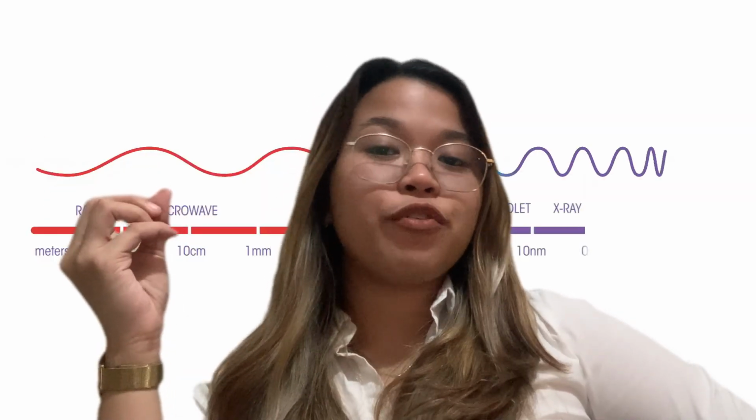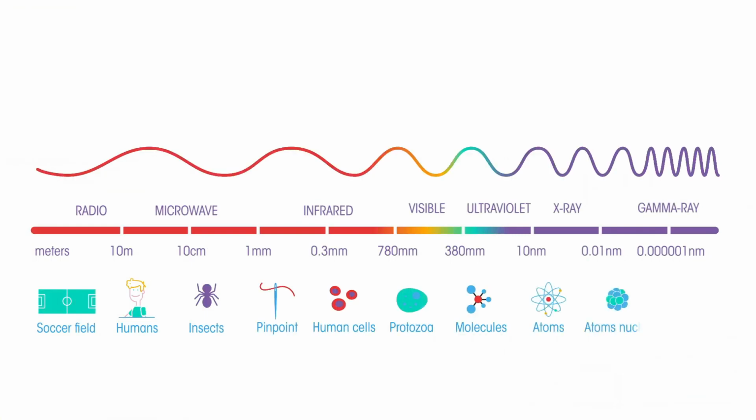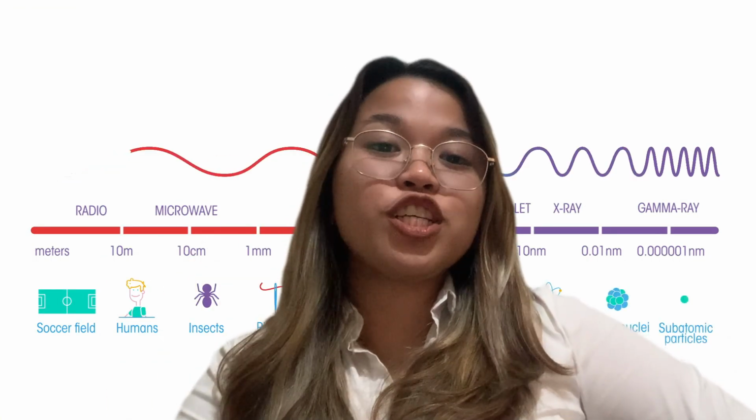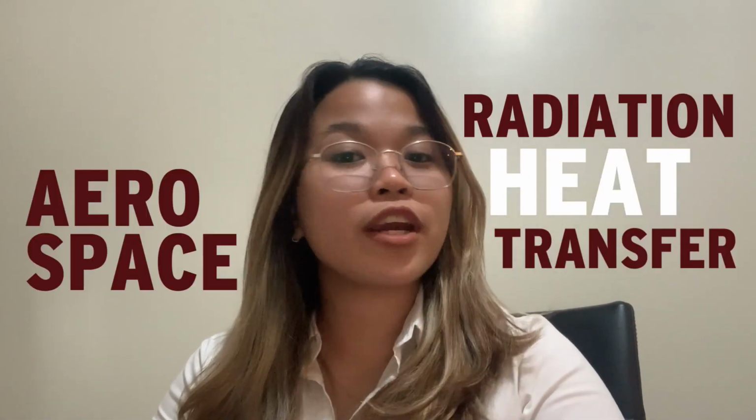There are many kinds of radiation, and that includes radio waves, microwaves, infrared, X-rays, and many more. Some are beneficial and some are really harmful in large doses. But for now, let's focus on the effect of radiation heat transfer on aerospace systems, as they are particularly important in that field. And because, well, I am an aerospace engineer.